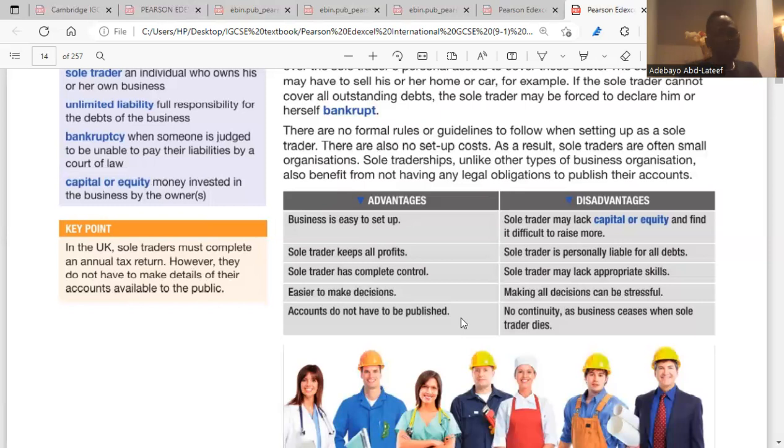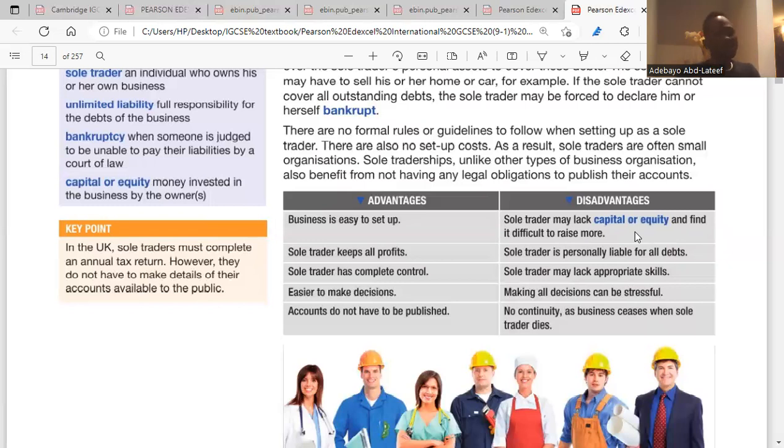Yes. So that's an advantage you have as a sole trader. You don't have to publish your accounting, your financial statement. Is it clear? Yes. So what are the problems you could face as a sole trader? Number one, a sole trader may lack capital or equity and find it difficult to raise money.